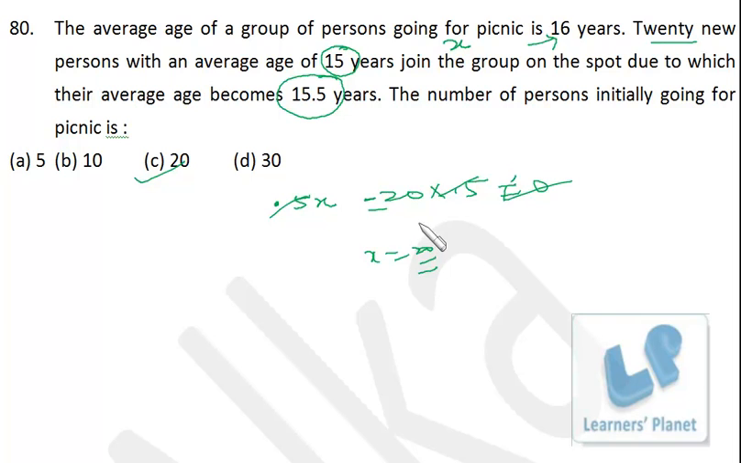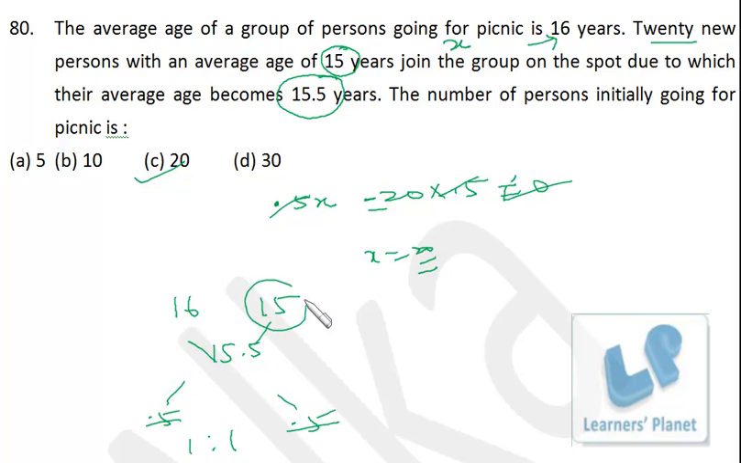And again we can do the problem by allegation method. Initially the average of these persons is 16 years. Average of these new persons, that is 20 persons, is 15 years. Overall average is 15.5. So it is 0.5, 0.5. That means 1:1 ratio, right? Now this 15 average is of 20 persons, right? And the ratio is 1:1. That means this data is actually also 20. That means 20 persons are having the average as 16, right? So this way also you can go, and this is a very simple method.